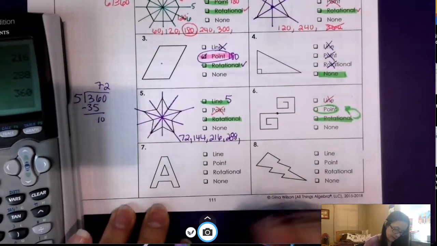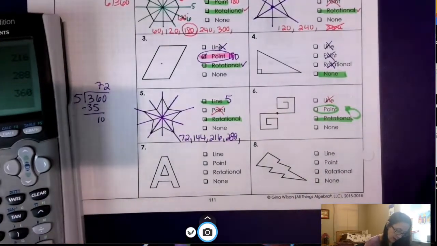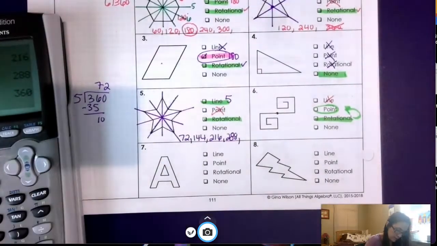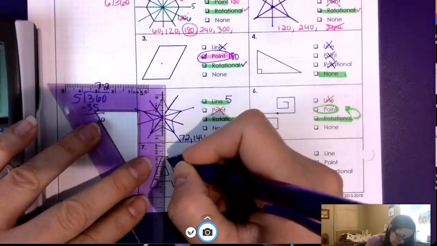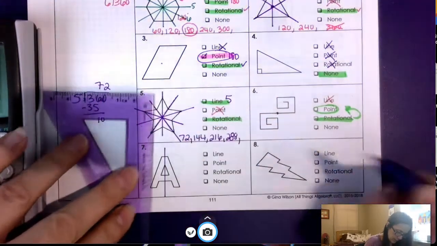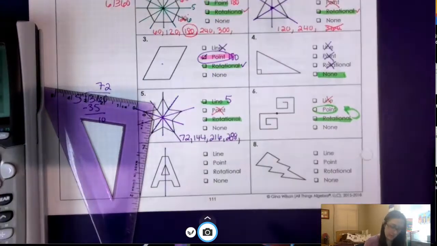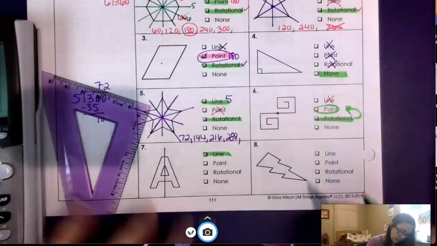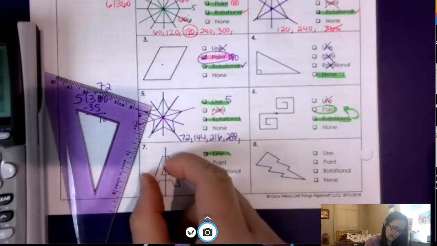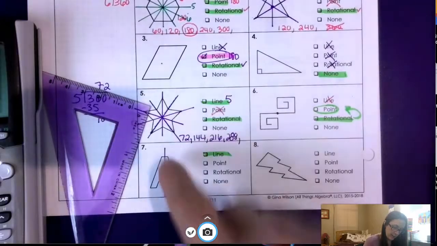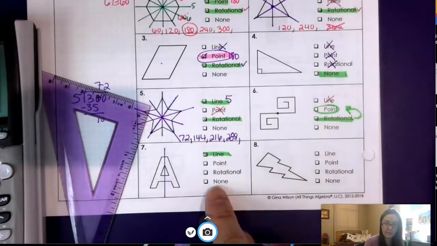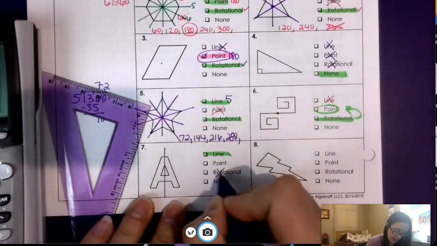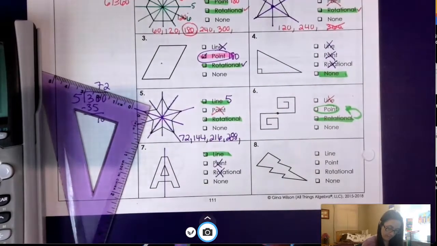Okay, A over here. What does it have? You could draw a line down the middle here. And it will have line symmetry, only one of them. If it rotates, 90, 180 would be upside down. It would only work at 360, so it does not have rotational or point.